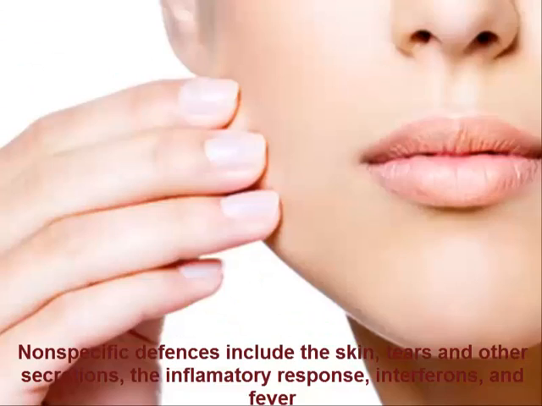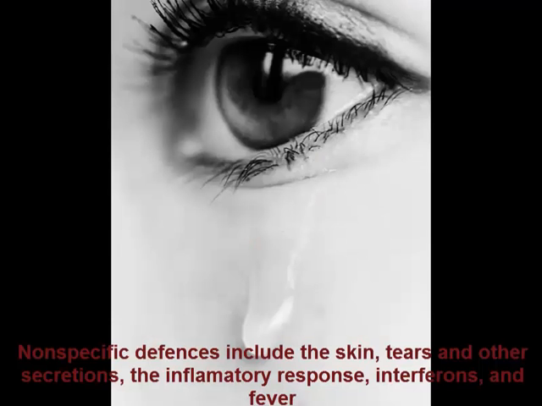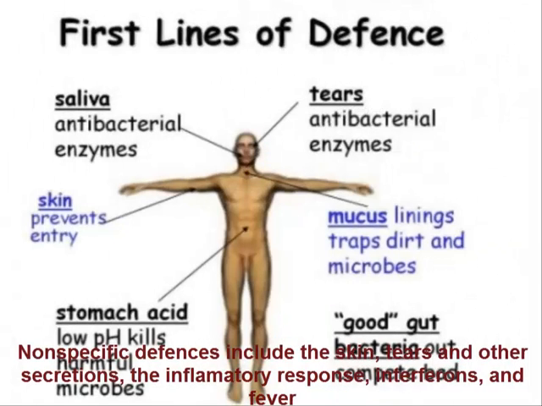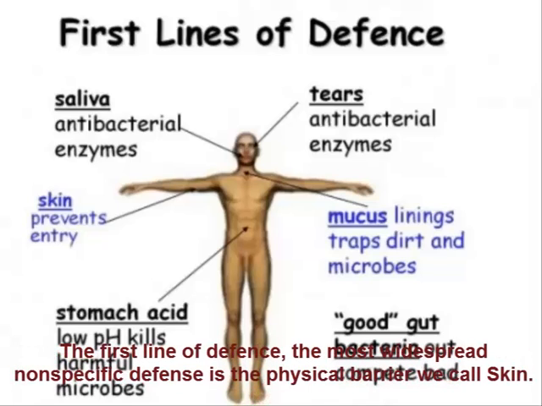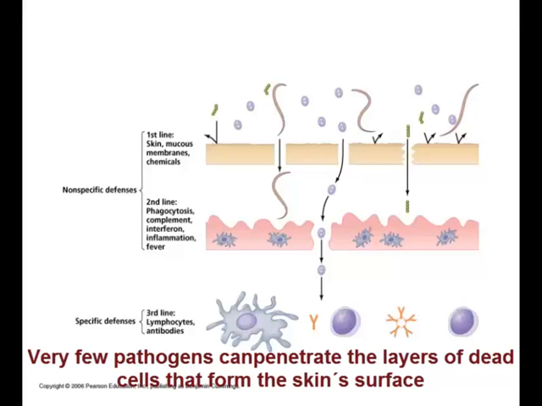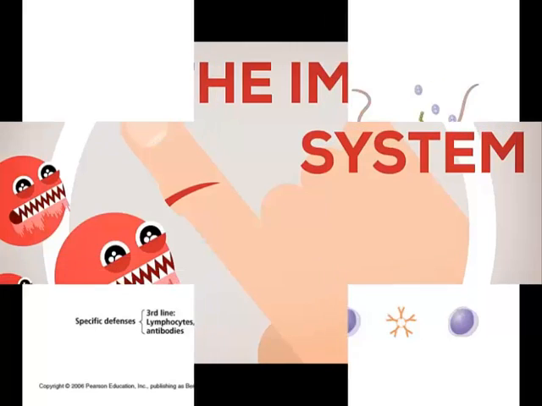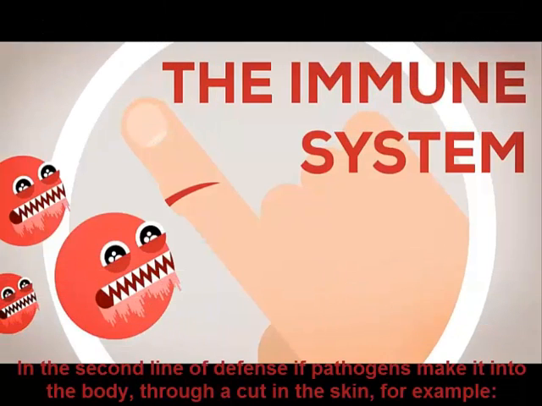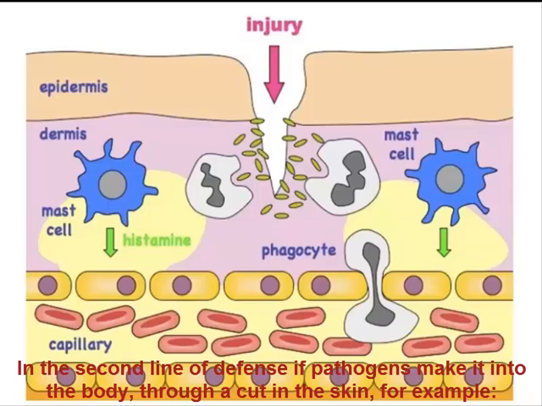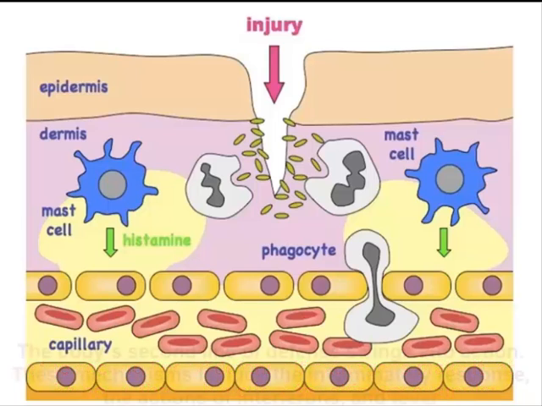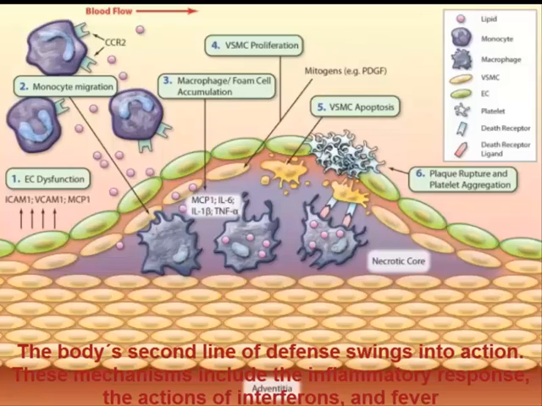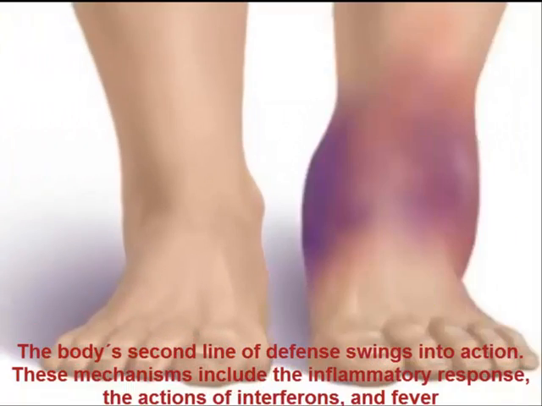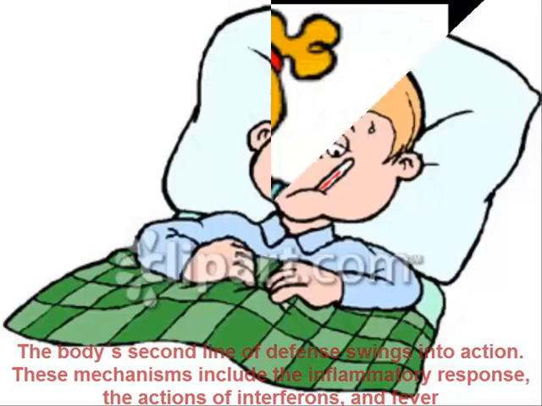Non-specific defenses include skin, tears, and other secretions, the inflammatory response, interferon, and fever. The first line of defense, the most widespread non-specific defense, is a physical barrier, the skin. Very few pathogens can penetrate the layers of dead cells that form the skin surface. In the second line of defense, if a pathogen gets into the body, for example through a break in the skin, the body's second line of defense is activated. These mechanisms include the inflammatory response, the action of interferon, and fever.